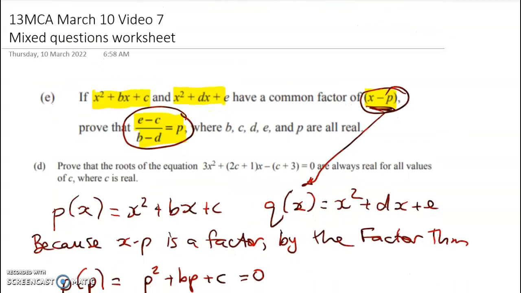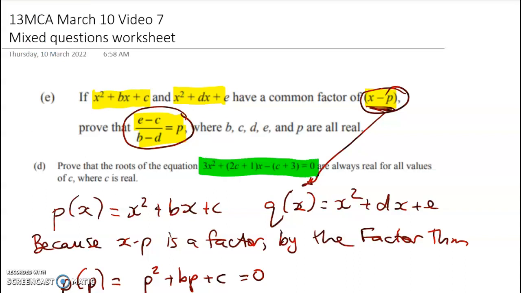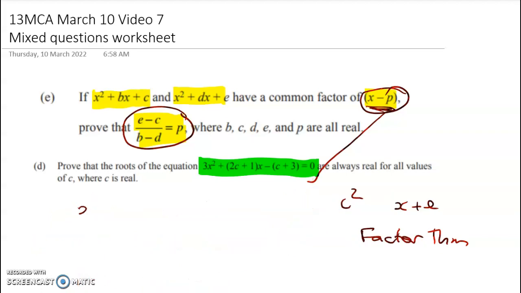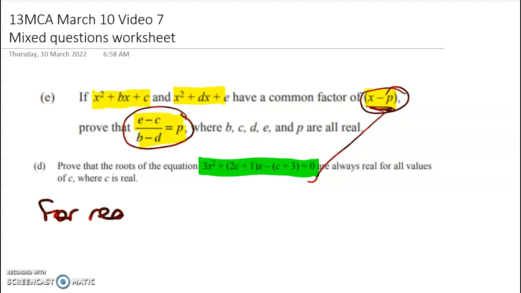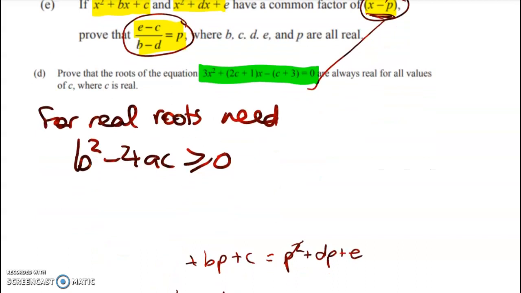Right, now next one, prove that the roots of this are always real for all values of c. So that should immediately suggest to you that we're going to be looking at the discriminant. Roots are real when the discriminant is 0 or greater. So for real roots, we need b squared minus 4ac greater than or equal to 0. So we're just substituting in, and then we have to somehow show that it will always be positive.